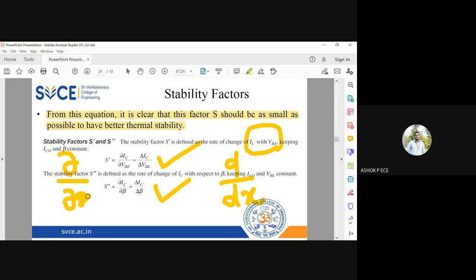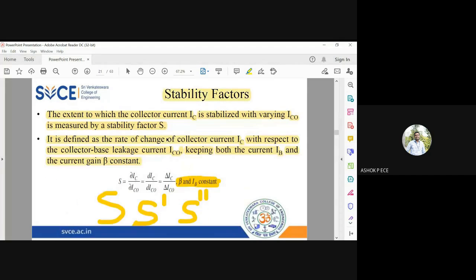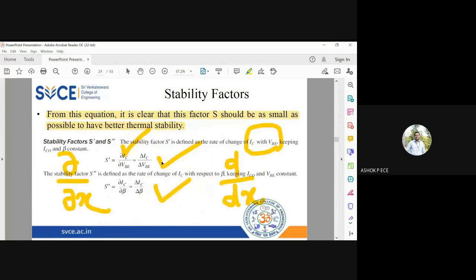So that is why several books use d, several books use dou, several books use delta. All the notations are correct, but it is logical to use dou. In the first expression we used delta, but after that we didn't, because it is logical to use dou, because IC depends on three variables. Even though only one variable is considered, the remaining two are going to be constant. So S dash is variation of IC with respect to VBE, and S double dash is variation of IC with respect to beta. All these variations will be 0 if the transistor is an ideal transistor.